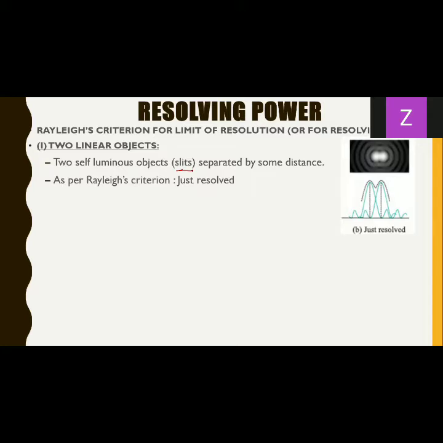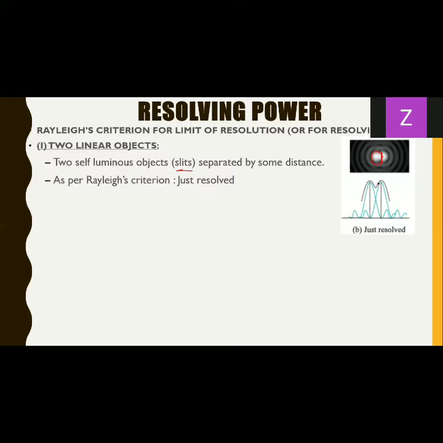Now, what is the just resolved condition? The first minima of the diffraction pattern of one source should coincide with the central maximum of the other. Here you can see this is the central maximum of one part, and at this point the first minimum of the second coincides, so they have just started separating. Or we can look at that in the graph as well.